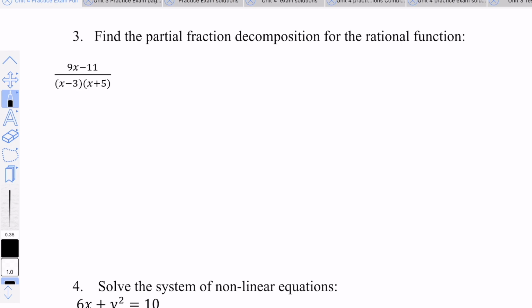Question 3 is from section 5.3, finding the partial fraction decomposition. So first step is to find the form of the partial fraction, and remember the number of partial fractions is determined by how many factors there are of the denominator. There's 2 factors, so we're going to have 2 partial fractions.